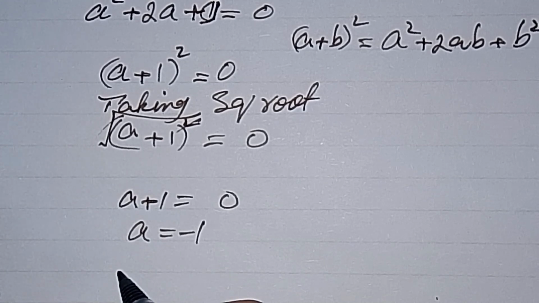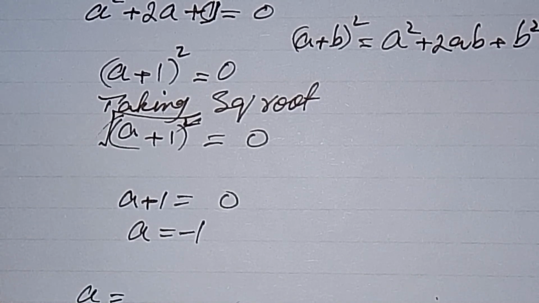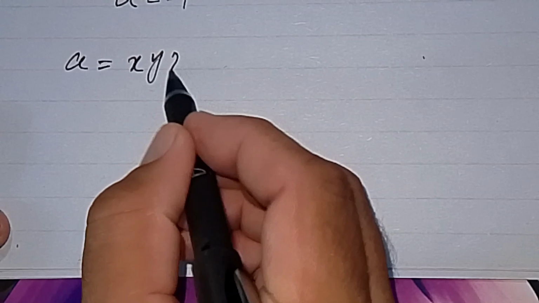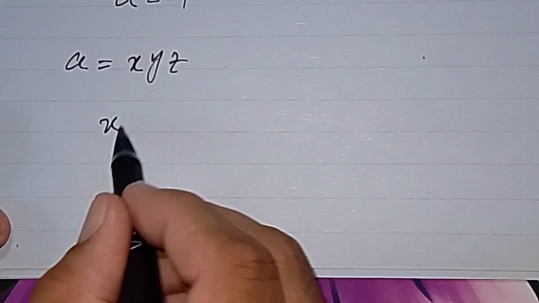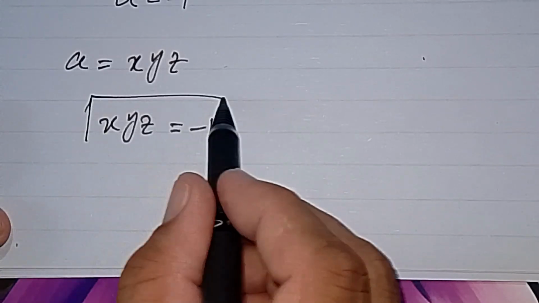Therefore, backward substitution, a is equal to xyz. Therefore, xyz is equal to minus 1, which is our answer.